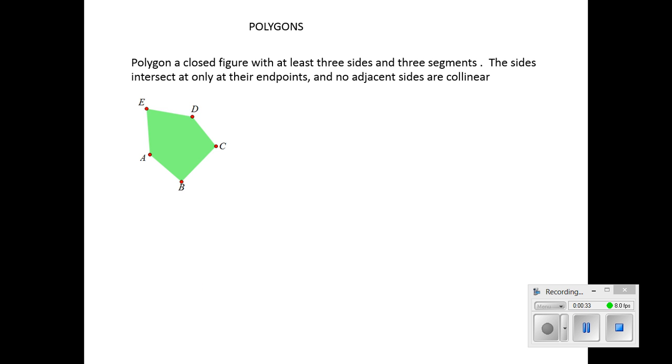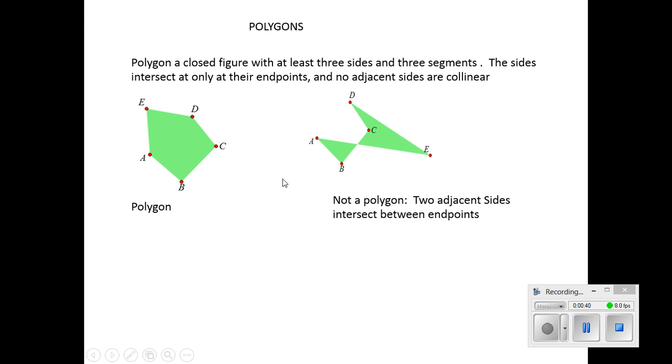So we'll see what that means. This is a polygon. This is not a polygon. Basically, this is not a polygon because of the second statement, that no adjacent sides are collinear. In this case, we've called this point, let's say Z, BZ and ZC are collinear. So that violates the definition of a polygon, and 2 adjacent sides intersect. So that's not a polygon. Okay, this is a polygon.